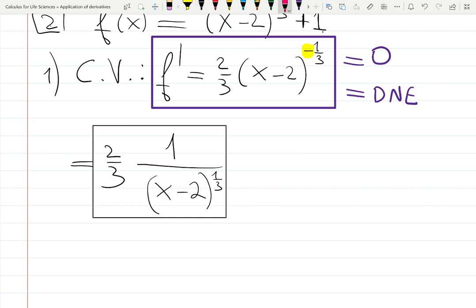Now, remember this. This is important. Zeros are coming from the numerator. DNE's are coming from the denominator being 0. So, again, these will give you DNE points. Numerator equals 0 gives you zero points. Denominator equals 0 gives you DNE points, which makes sense. And that's what we're going to do right now.